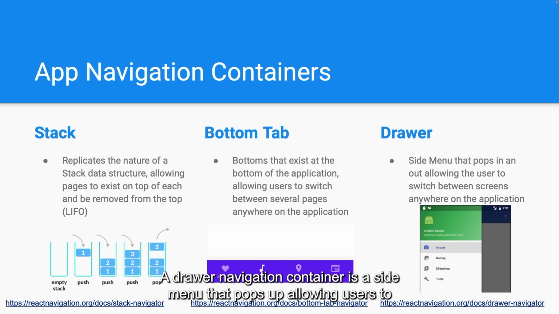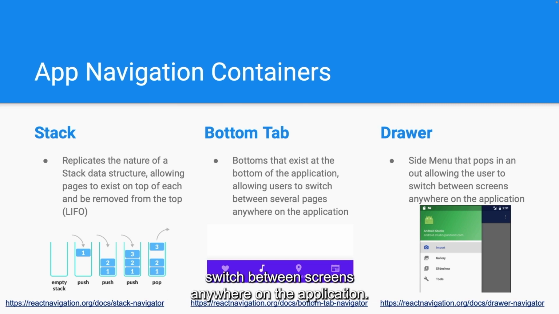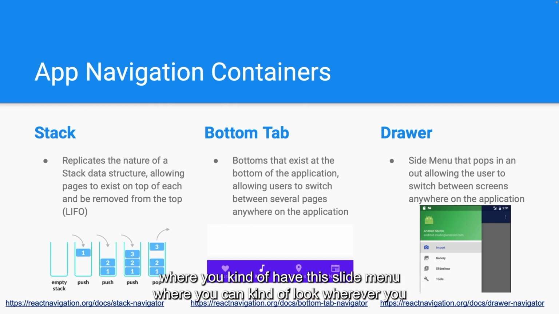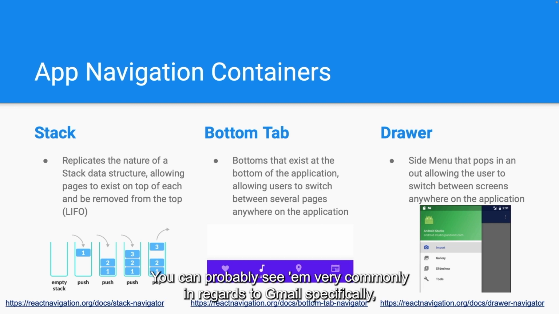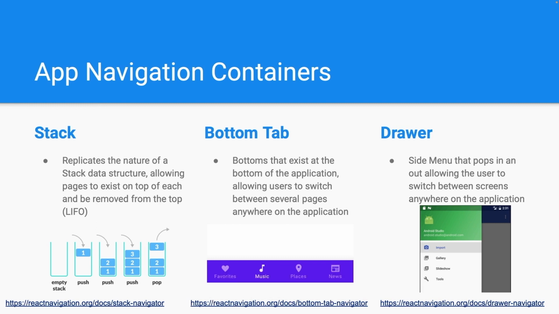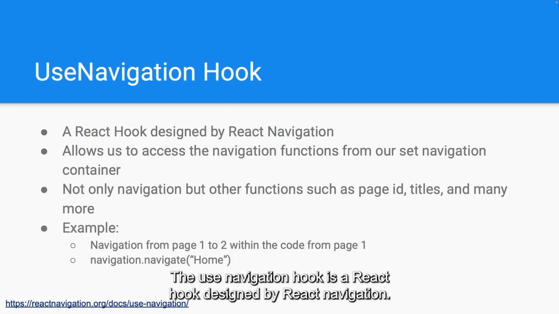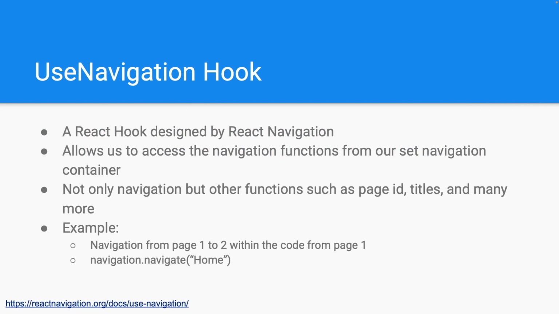A drawer navigation container is a side menu that pops up, allowing users to switch between screens anywhere on the application. This is very common in Android applications as well, where you have this side menu where you can look wherever you want. You can probably see them very commonly in Gmail specifically, where you can view certain inboxes on that drawer.